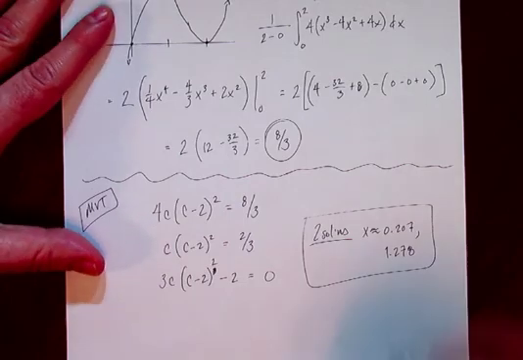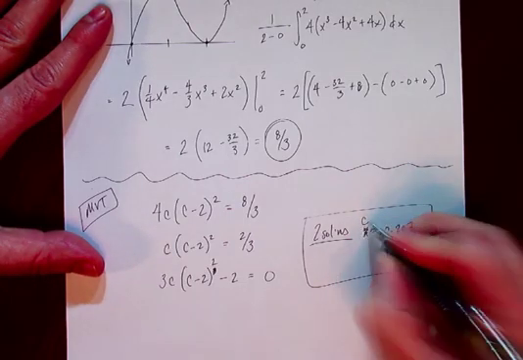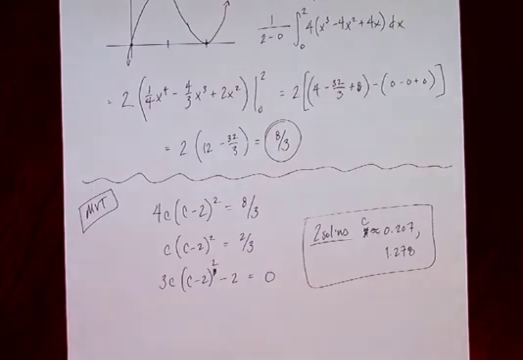Or actually, if you want to be specific, c would be those, okay? So those would be your c values. Those are the inputs within the interval where the function value is equal to the average function value on that interval.